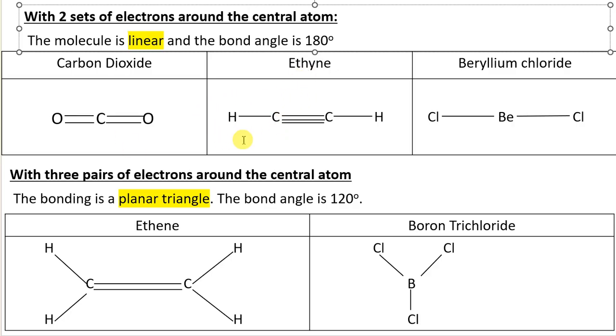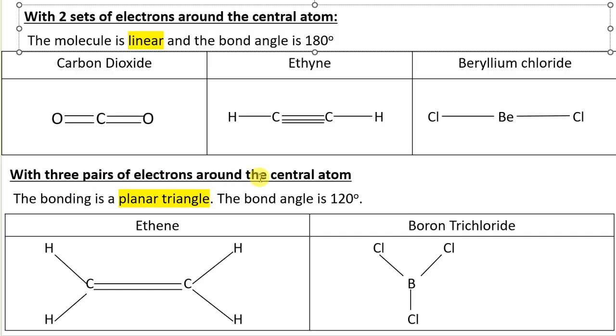Same in the molecule ethyne. I don't care, there's a triple bond there. Still around the carbon atom on the left, 2 sets of electrons repelling. Going to be linear. But it's exactly the same for the carbon atom on the right. Linear again. Beryllium chloride, beryllium group 2, only 2 electrons, 2 bonds are made, that's it, linear.